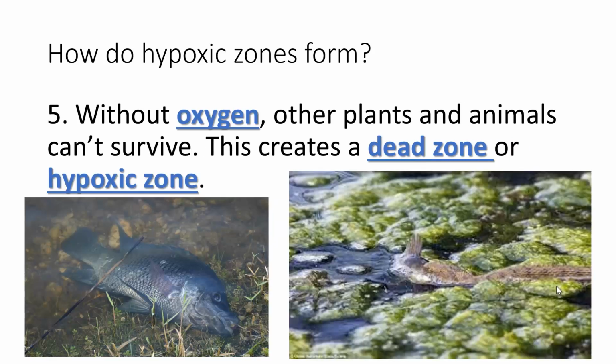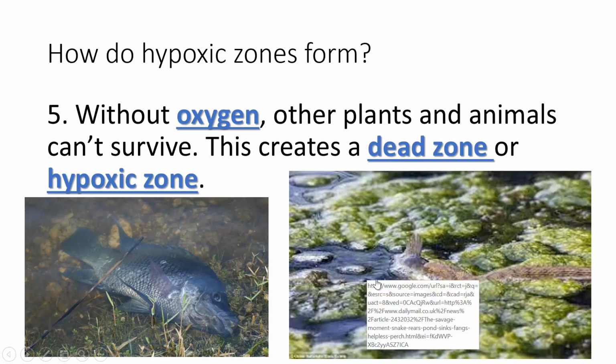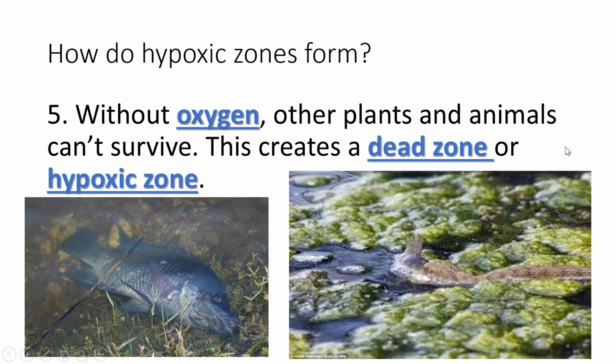So the last and final step is that without oxygen, other plants and animals can't survive. This creates a dead zone or hypoxic zone. You'll see that these words are often used interchangeably. Sometimes you may see the word dead zone, and sometimes you may hear the word hypoxic zone. You can see in the picture the dead fish on top of the water, and the other dead animal on top of the water, because this body of water has so little oxygen that other animals and plants can't survive.